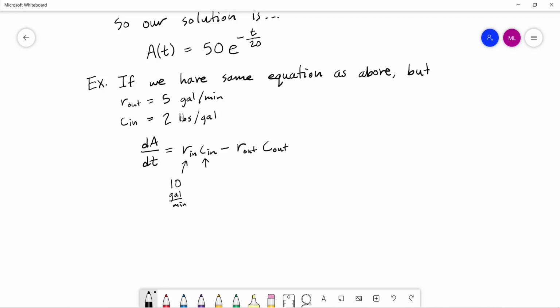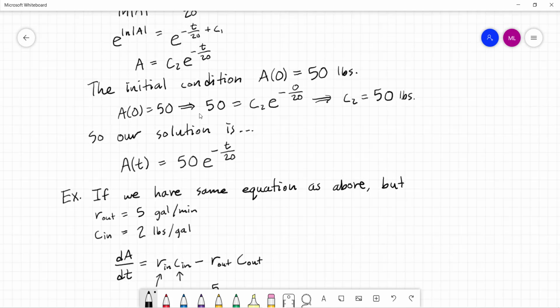The concentration in, we just changed. It's now 2, and it's going to have units of pounds per gallon. And from that, we're going to be subtracting the rate out, which is now 5 gallons per minute. Per minute. And this concentration is going to be tricky. It's just like this one up here.